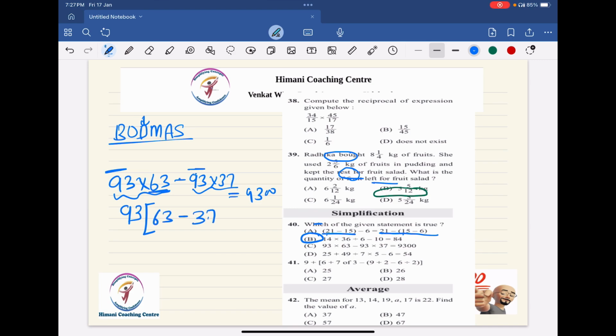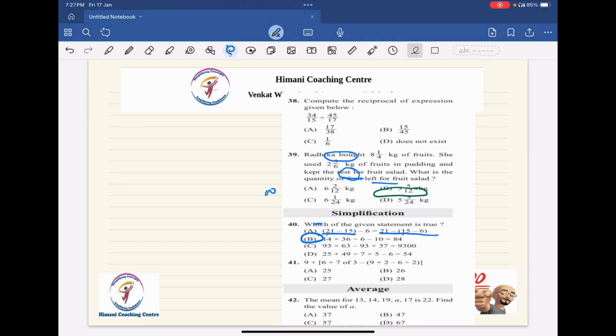The minus sign will remain and 37. So you will get 93 times 63 minus 37. 13 minus 7 is a 6 and 5 minus 3 is a 2. Now, for 93 to get 9300, we should have got 100 here. It is 26. So we don't need to waste time. So this is also wrong. Now let us move to the next question, I mean D, just for making you understand.